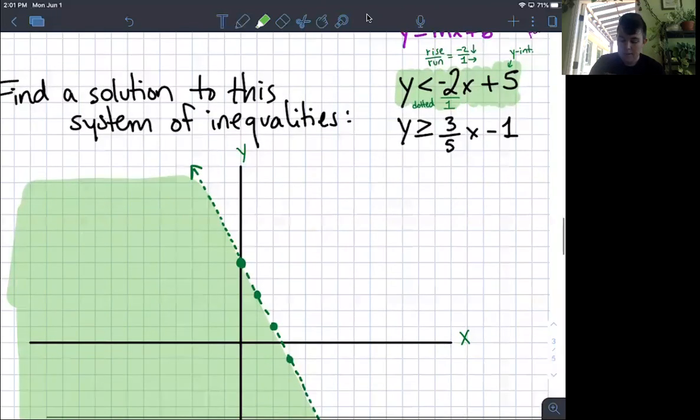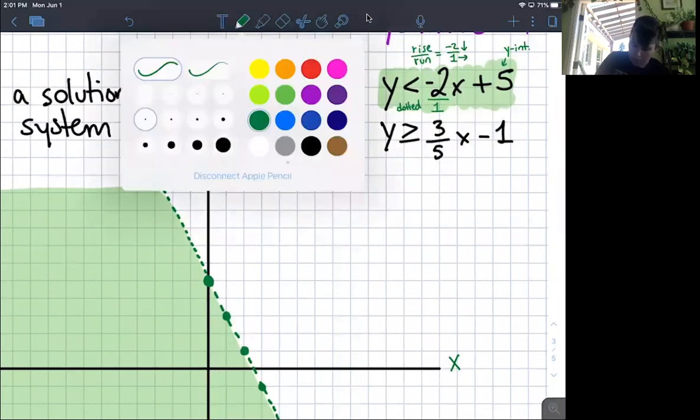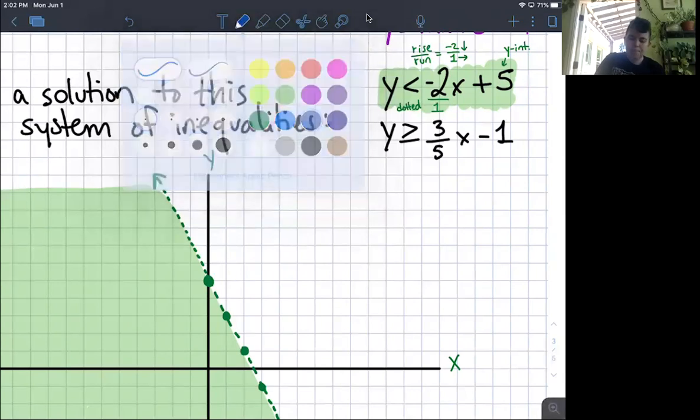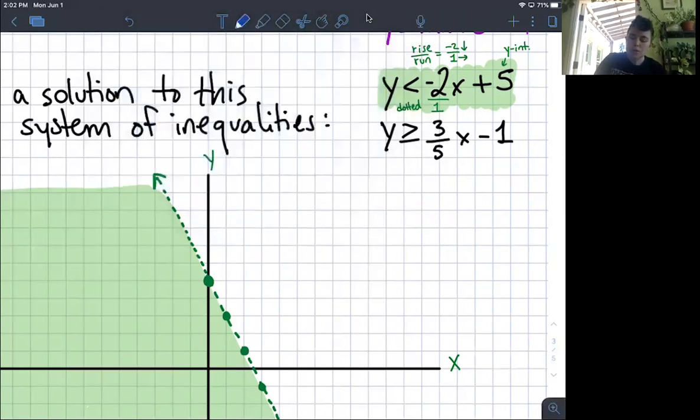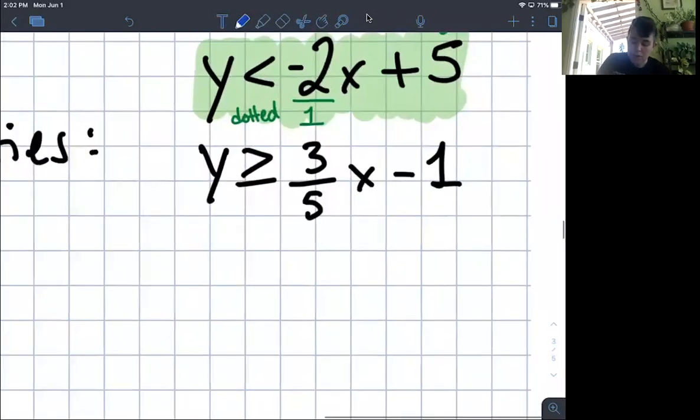Let's graph the next one, and let's make this one, I don't know, shall we go blue? Is that bad for colorblind people? I don't actually know. Let's go blue. I think blue is, we'll use dark blue. Okay, so again, we're gonna look at our slope. So here's our slope right here.